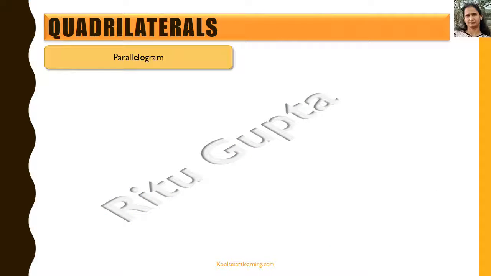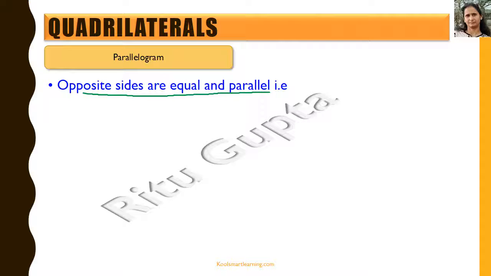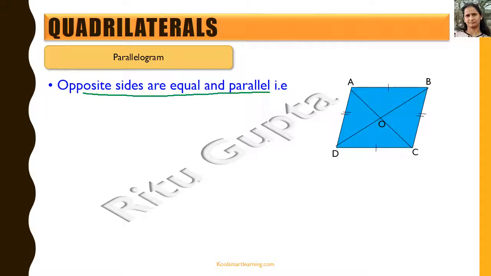So now let's talk about parallelograms. Parallelograms are those quadrilaterals where the opposite sides are equal and parallel, which means that AB is equal to CD and AD is equal to BC. So the opposite sides are equal, and AB is parallel to CD and AD is parallel to BC. This is the condition for a quadrilateral to be a parallelogram.